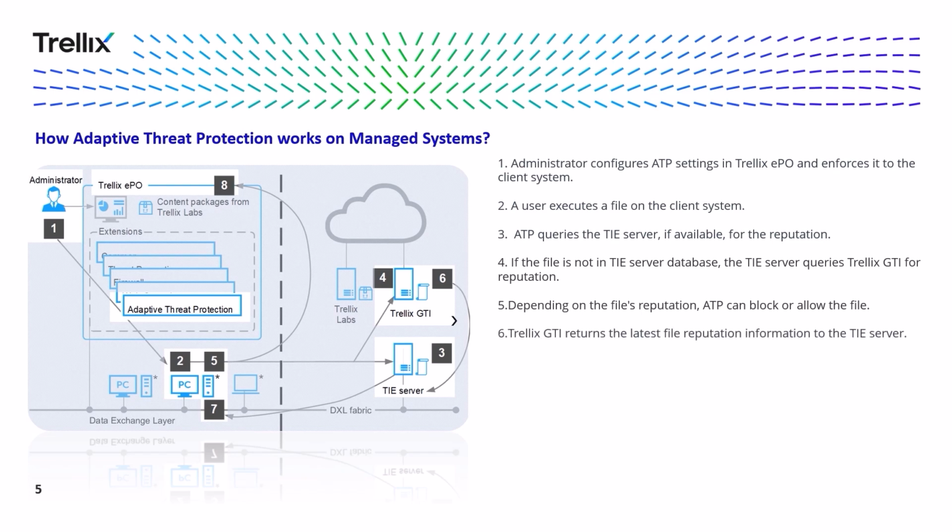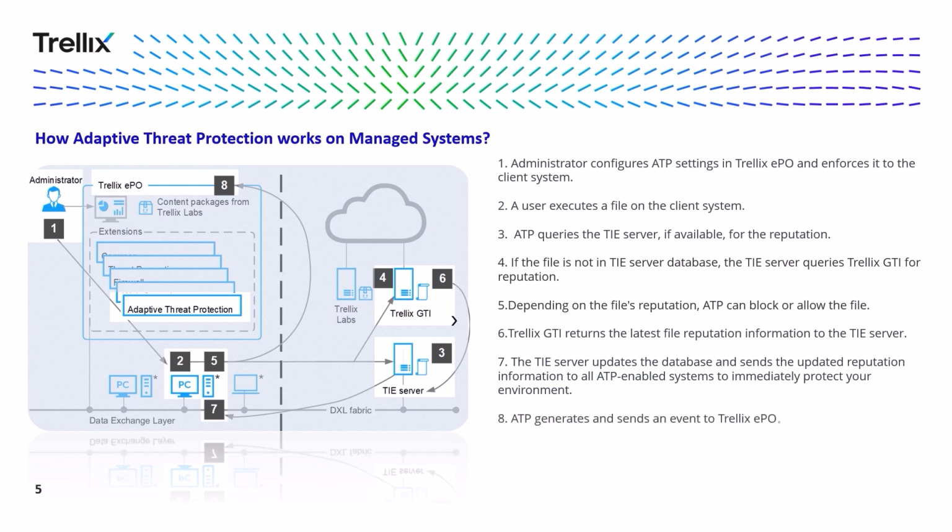Trellix GTI returns the latest file reputation information to the TIE server. The TIE server updates the database and sends the updated reputation information to all ATP-enabled systems to immediately protect the environment. ATP generates and sends an event to Trellix ePO.